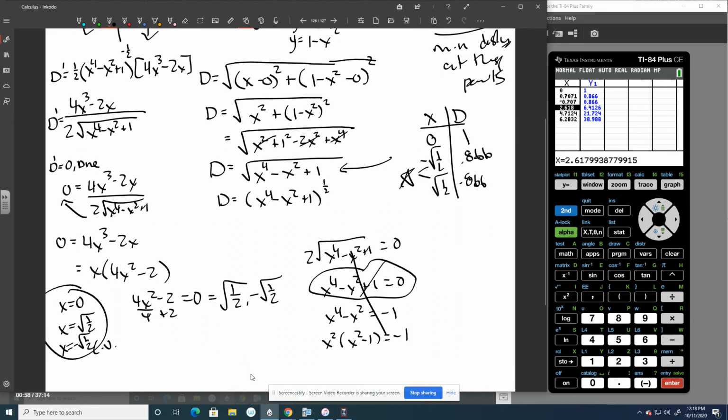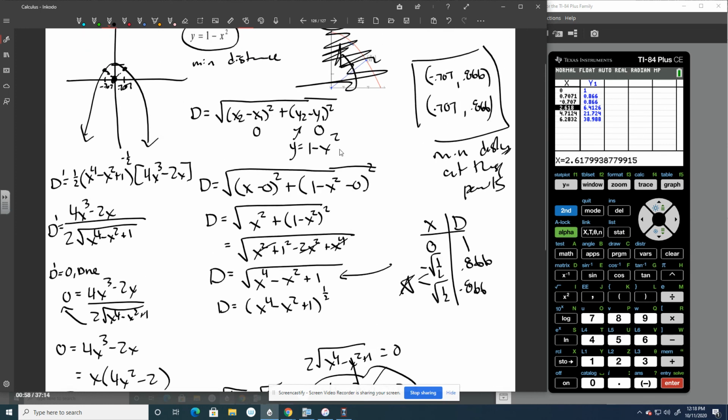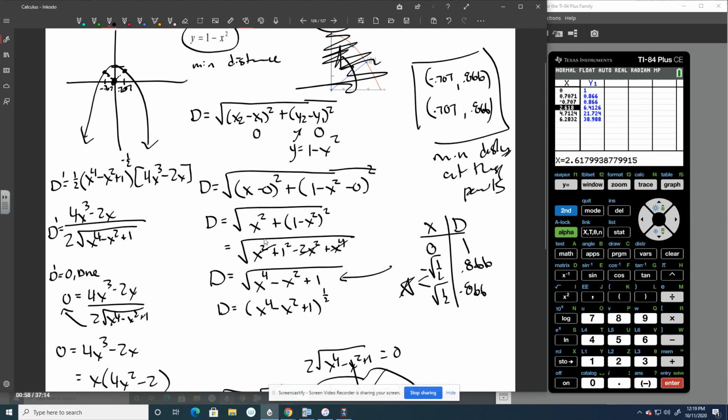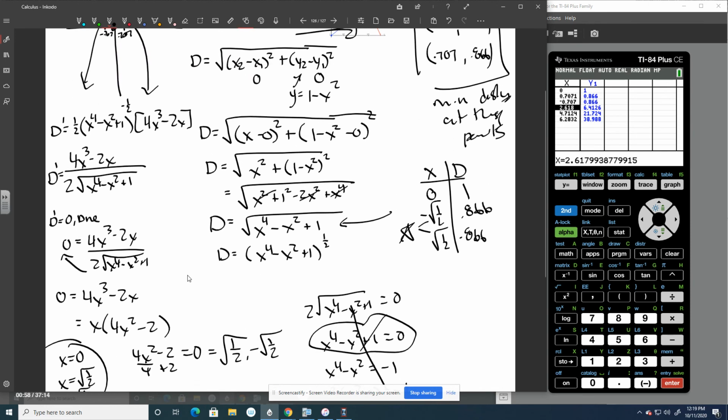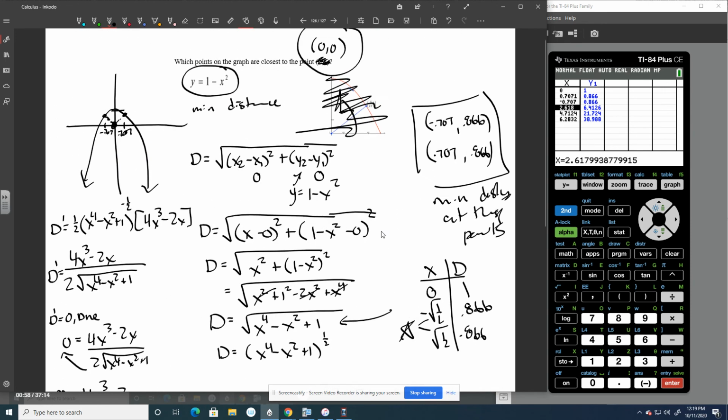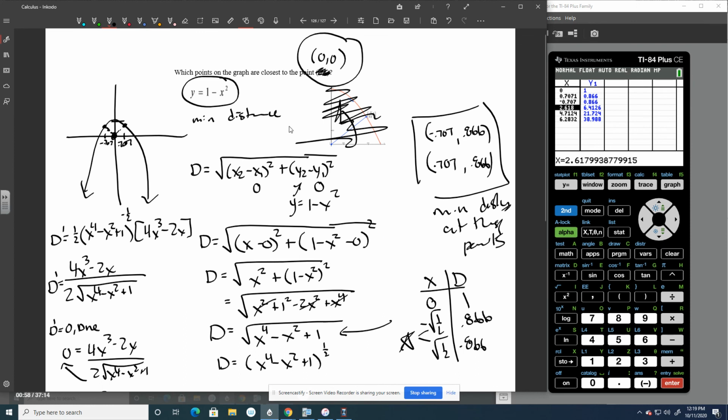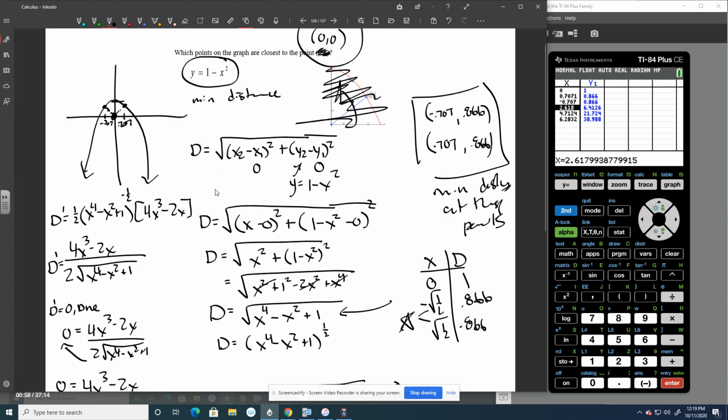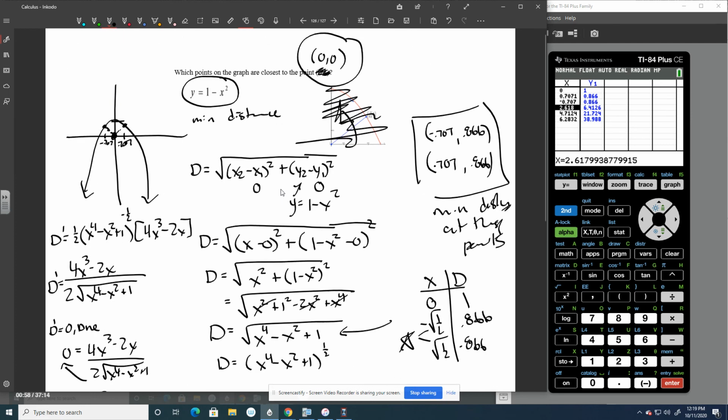Do we need to check that those are actual minimums? We would probably want to look to the left and right of those values and make sure that they're minimums and not maximums, or we could use the second derivative test. Either one is going to work. And we can talk about that in class.